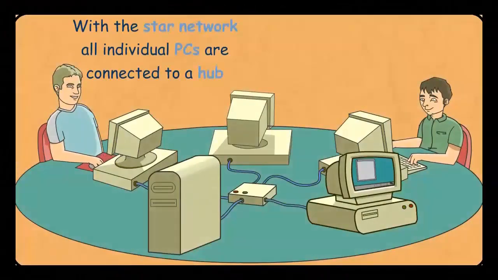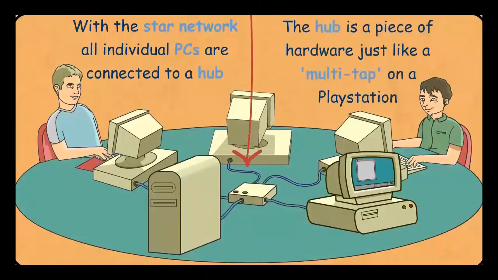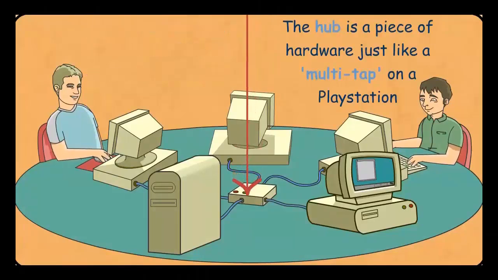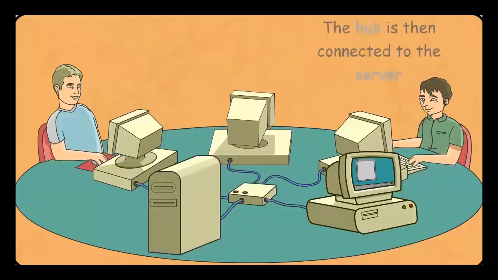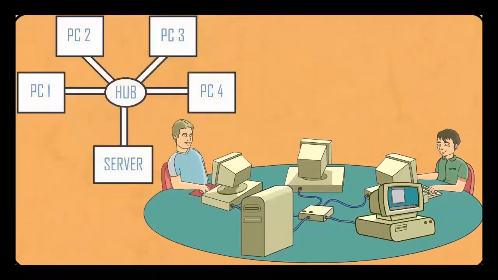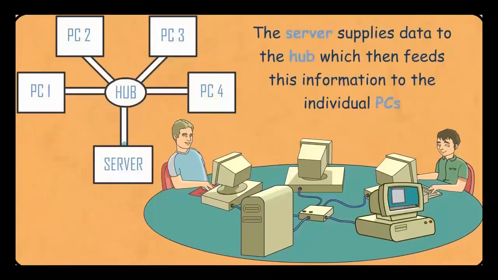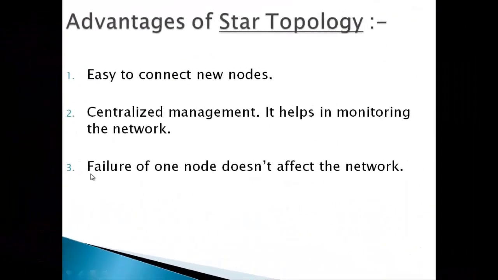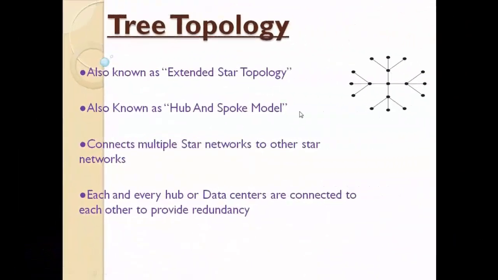Now this is for star topology. So in the star topology, the hub is a piece of hardware that connects the various PCs to the server. The hub is connected to the server, so whatever the server data supplied to the hub, it feeds this information to all the individual PCs. Advantages of star topology. Easy to connect new nodes. Centralized management. Failure of one node doesn't affect the network.